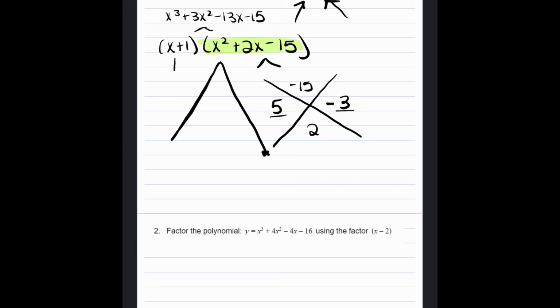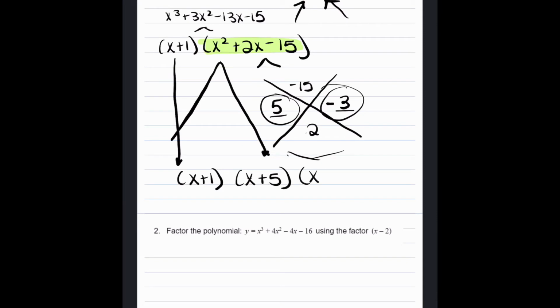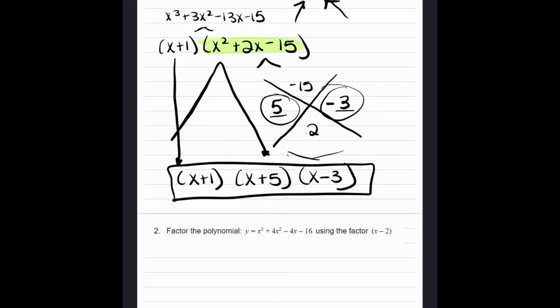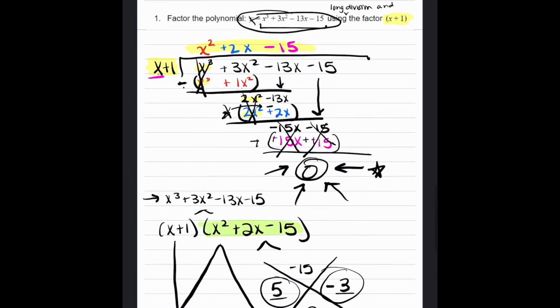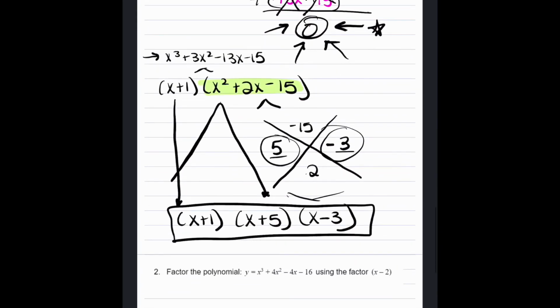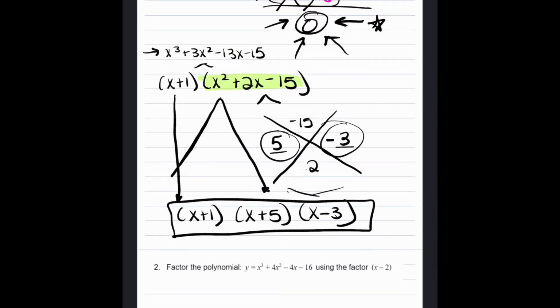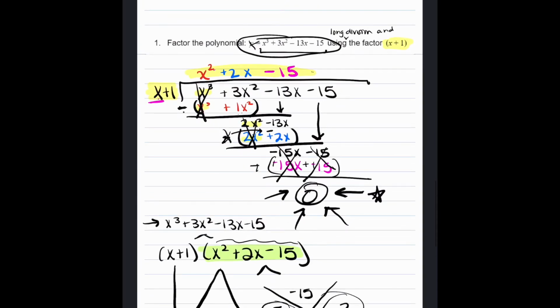I'm going to bring down this part, so it's x plus 1. And then I take each of these values out of the factored form, so it becomes x plus 5 and x minus 3. This is the fully factored form of the original problem. So what we did is long division first, and then we broke down that second parentheses even further. This second parentheses we got by doing the long division. That's directly from up here.